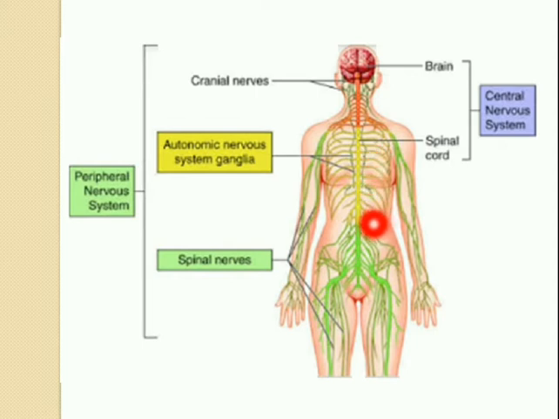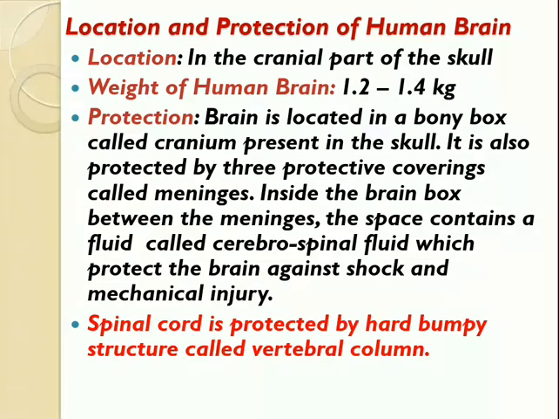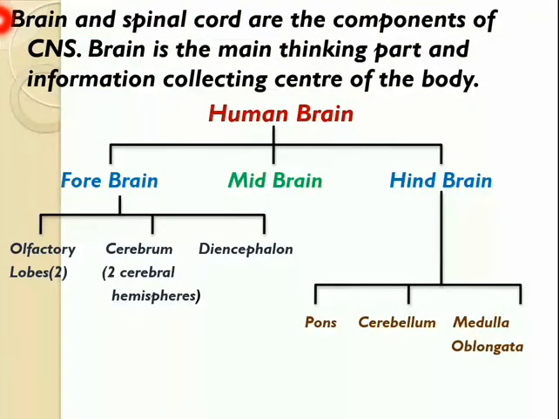that arises from the brain and runs into the vertebral column. So it is protected by vertebral column. Spinal cord itself is a very delicate organ and the part of central nervous system protected by a vertebral column. So brain and spinal cord are the main components of CNS, that is central nervous system. Brain is the main thinking part and information collecting center of the body.